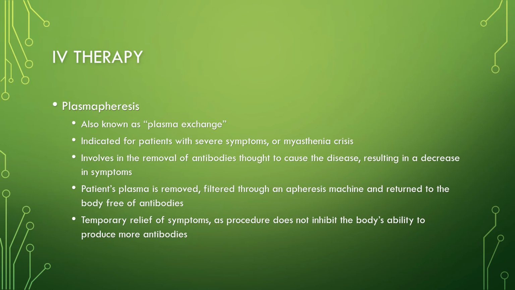Plasmapheresis is another treatment option for patients with MG. It involves removal of antibodies, decreasing symptoms. However, because it does not stop the body from producing more antibodies, symptom relief is temporary. Risks include a drop in blood pressure, bleeding, heart rhythm problems, or muscle cramps.